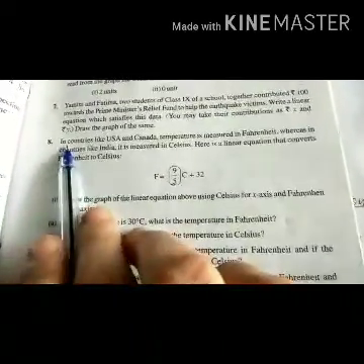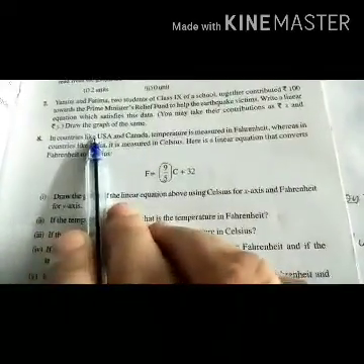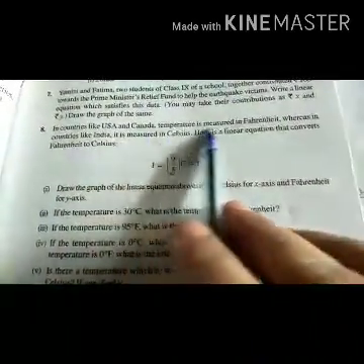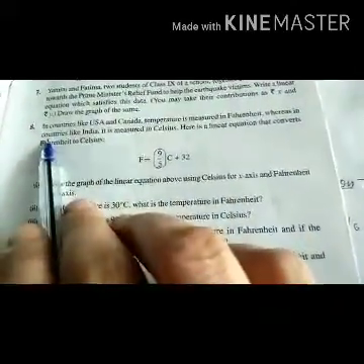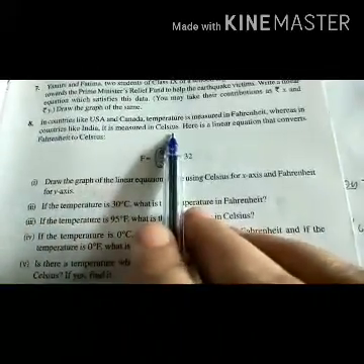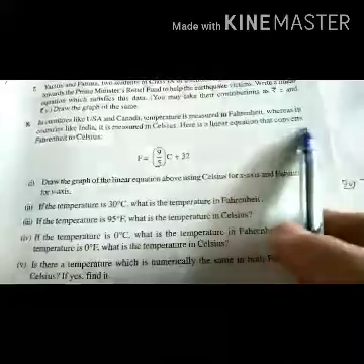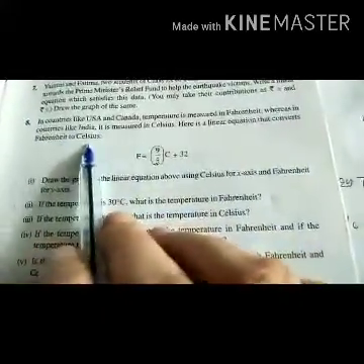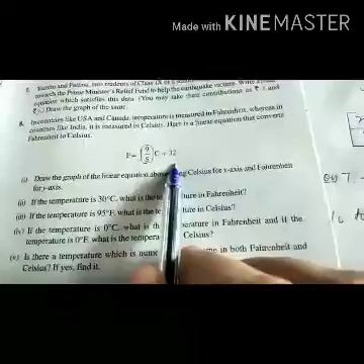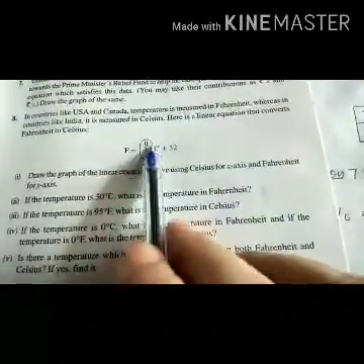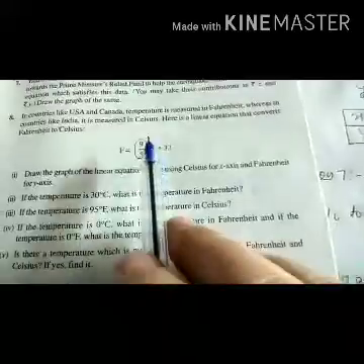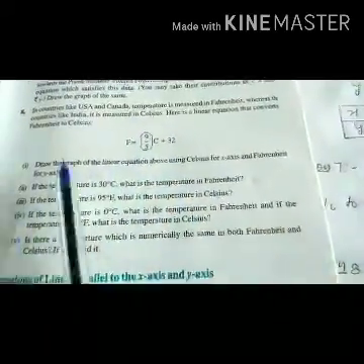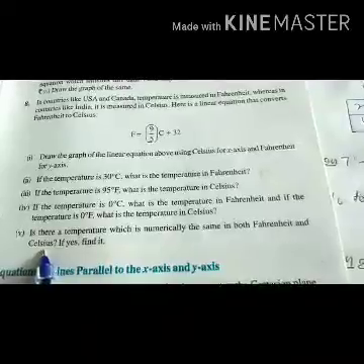Now we have question number 8. In countries like the USA and Canada, temperature is measured in Fahrenheit, whereas in a country like India, it is measured in Celsius. Here is a linear equation that converts Fahrenheit to Celsius: F is equal to 9 upon 5 multiplied by C plus 32. This is the equation with which we can change Fahrenheit into Celsius and Celsius into Fahrenheit. Now there are some parts of this question that we need to find.